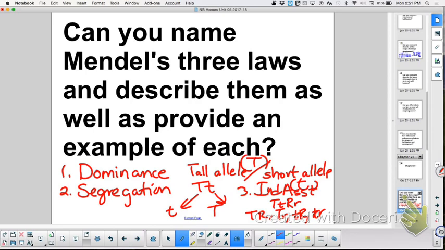If they're on the same chromosome, what do we call that? Those alleles are what? Linked genes, and they won't assort independently. What's the only thing that breaks up linked genes? Crossing over. Do you remember that?